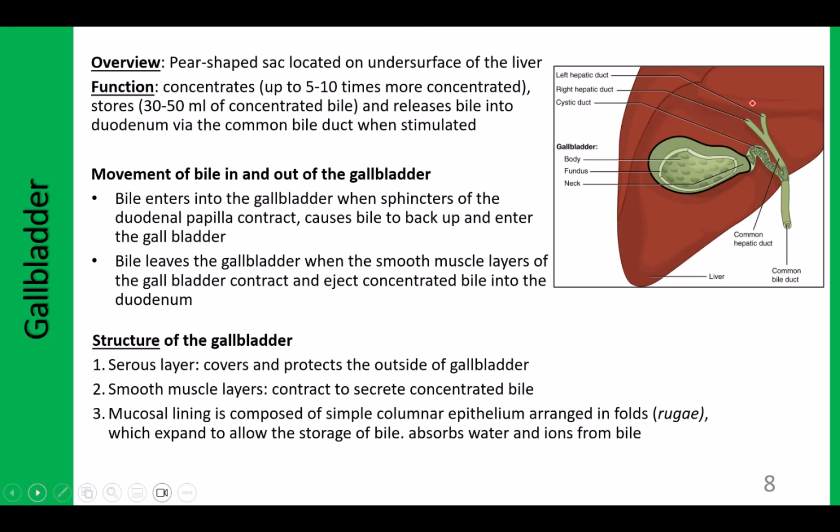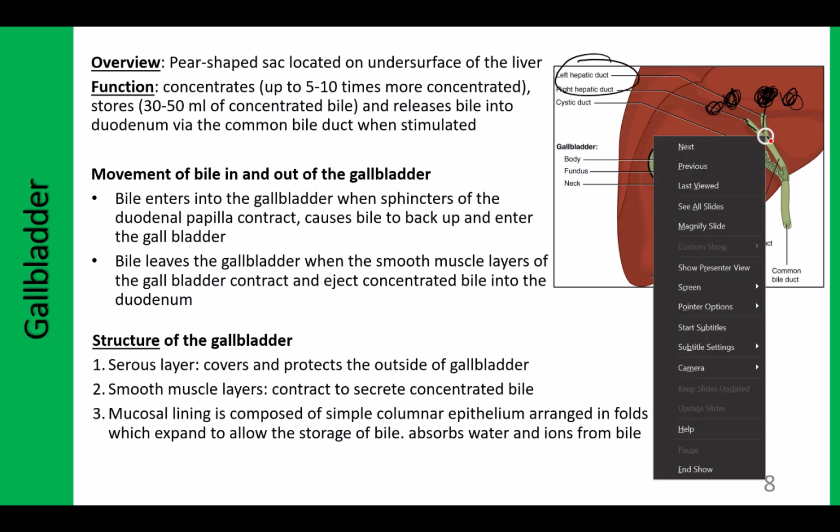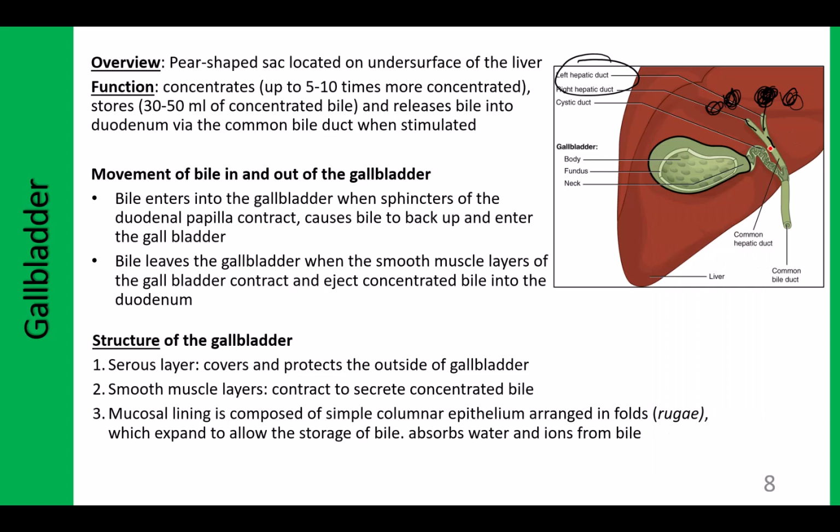As I said, bile is produced by the liver at a constant rate, about 1 liter a day, and it's released from the liver into the bile duct, the right and left hepatic duct, where it goes down the common hepatic duct, where it merges with the cystic duct, and then from there it goes down into the common bile duct.